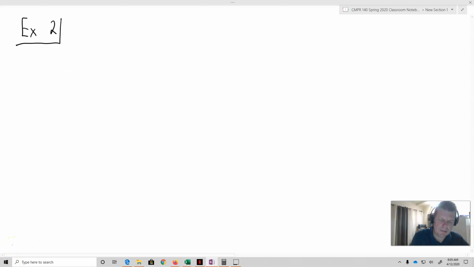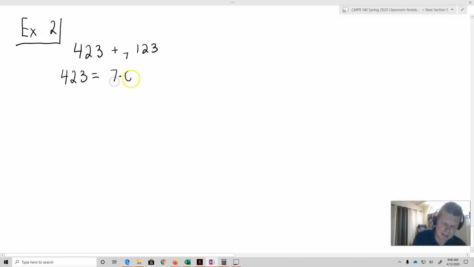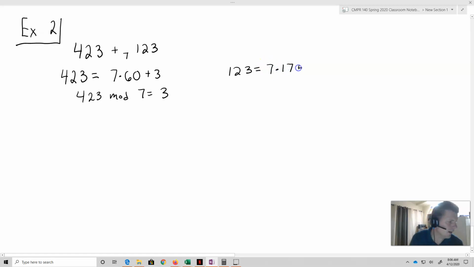Let's take a look at another example. Suppose that we want to do 423 plus 123 in modulo 7. And you can imagine this might be a little bit tricky to do outside of our methods for modular arithmetic. What we're going to do is first find what 423 mod 7 is and 123 mod 7 is. So 423 equals 7 times 60 plus 3, so 423 mod 7 equals 3. And then 123 is going to equal 7 times 17 plus 4, and so 123 mod 7 is going to equal 4.